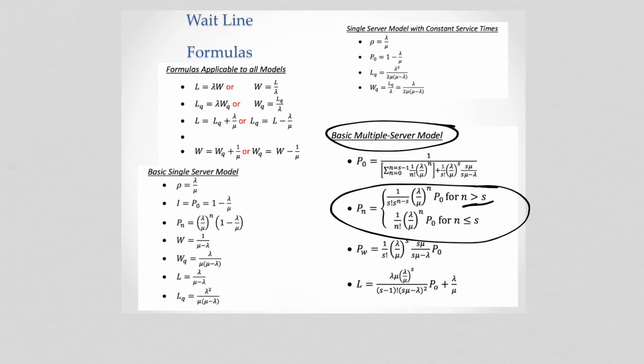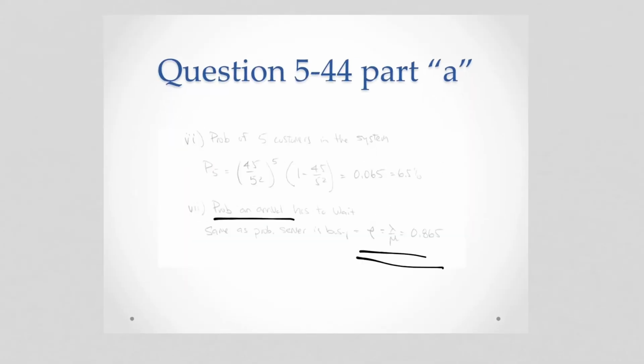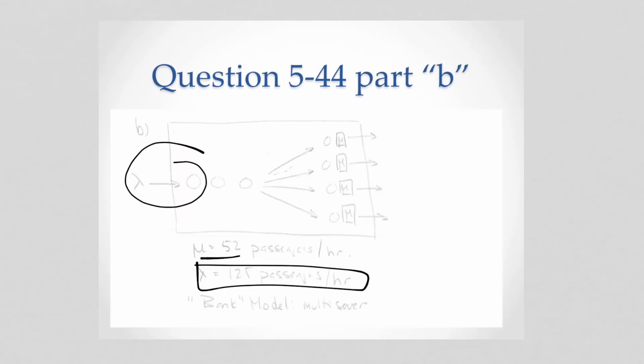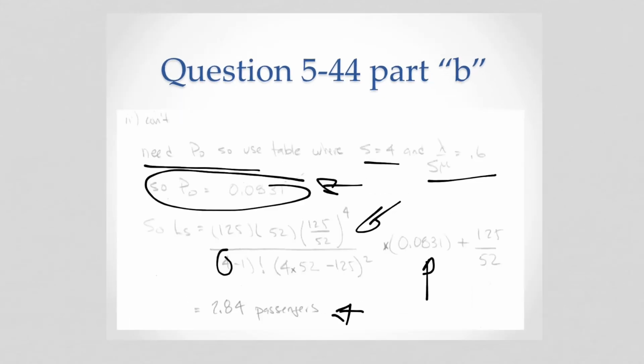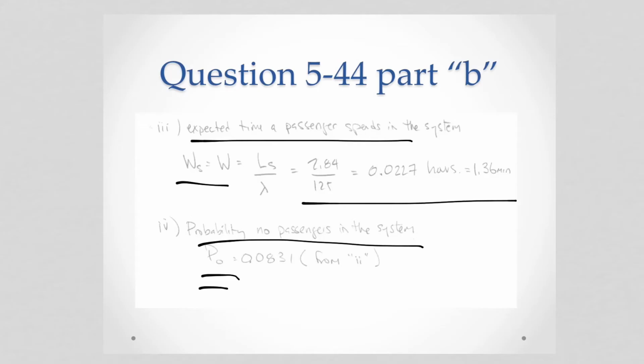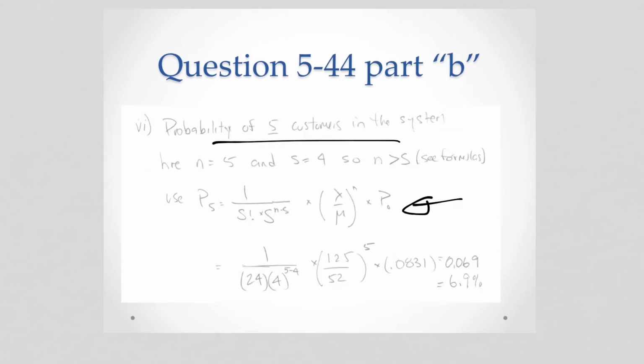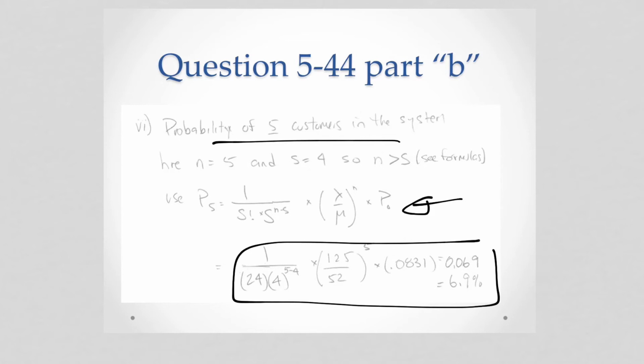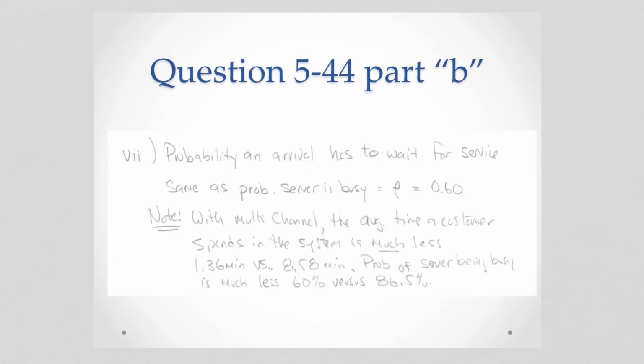Just double check the formula and I'll go back to where we were. Okay, I think we're doing okay. So far so good. There it is. 3, 5. Perfect. So we, again, plug and chug. Once you get the right formula, you're kind of good to go. Then, probability an arrival has to wait for service is the same as the probability the server is busy, which is 0.6.